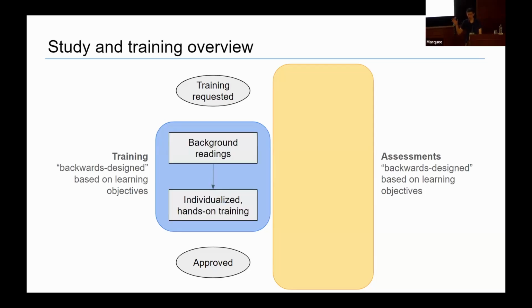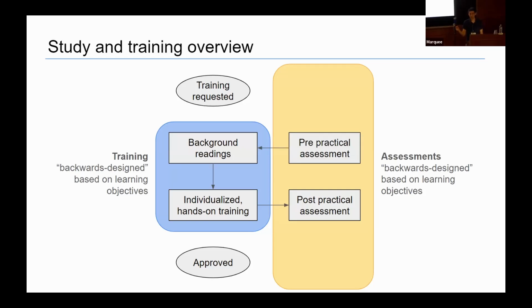So the students basically began with background readings and then multiple in-person hands-on training sessions. And like most programs, there's going to be a demonstration of practical competency at the end. The student has to show that they can use the scope. But a little bit different, we also implemented that same exact assessment at the very beginning of the training, so before the training had actually happened. And I'll talk more about that in just a minute.